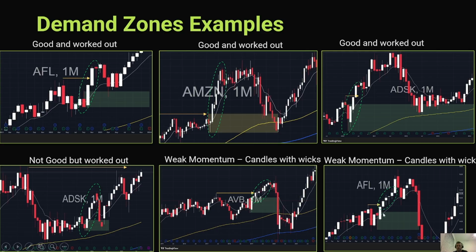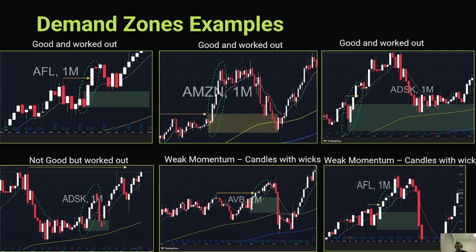Then there was another similar move here. The previous peak was taken out, but the candles, to me, are not very strong. A lot of wicks. A lot of these candles were defined by pretty strong wicks in either direction, and for me this would not have been a valid zone. You can see the price actually failed.